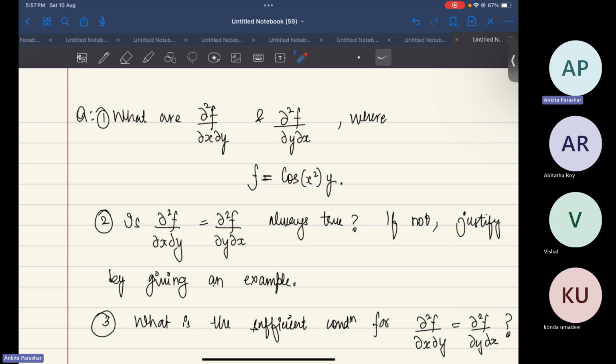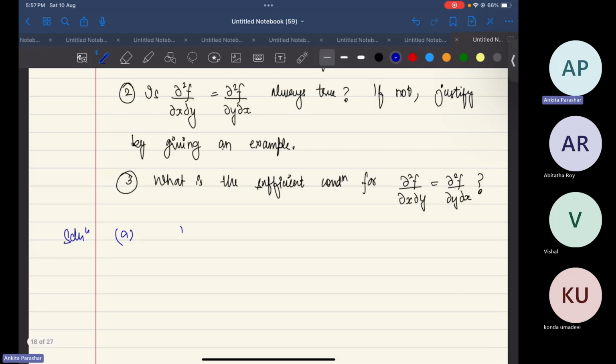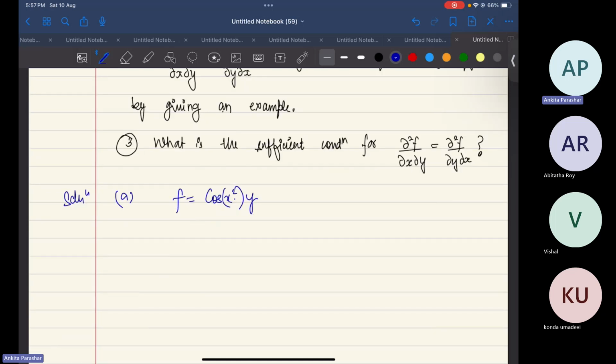But let's try to find first del 2f by del x del y for this given function. Can you quickly see that? The answer is minus sine of x square into 2x. Okay, let's compute. Oh, sorry. The function is cos(x square) times y, and we want to compute del 2. What are you computing? Del x del y or del y del x?